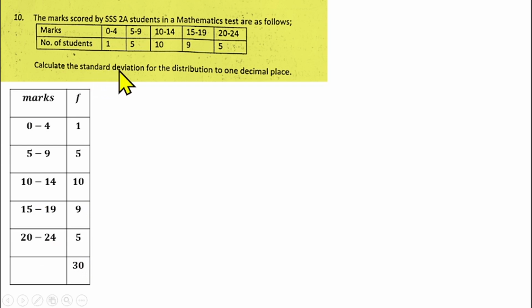We are looking for the standard deviation, but that is not possible unless we know the mean of the data, because in finding standard deviation we need the mean. So the first thing to do is to calculate the mean. So mean is calculated by summation fx over summation f.